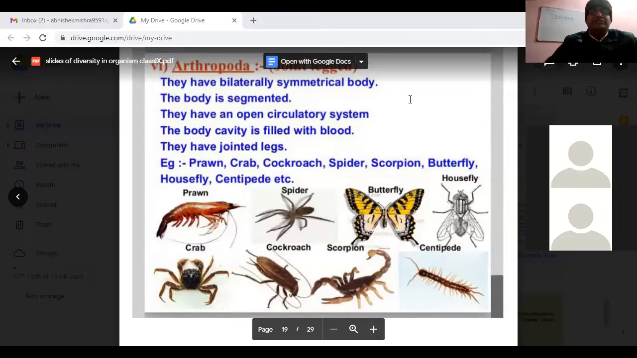Yes, Vinayak, always try to go first with the point that the name of the phylum signifies. At first, you should say Arthropoda means jointed legs, that is, the organism with jointed legs. Got it? Okay, fine, good. Now, Vinayak, you can mute yourself.